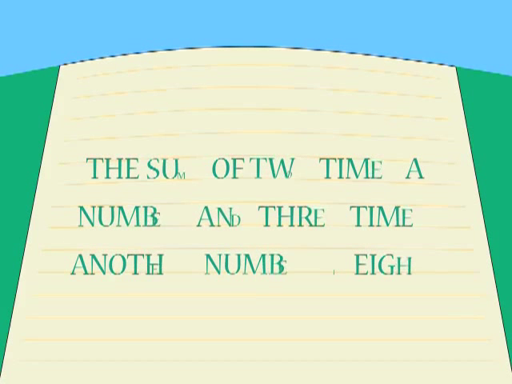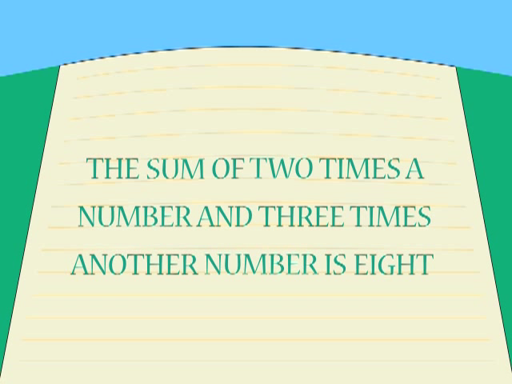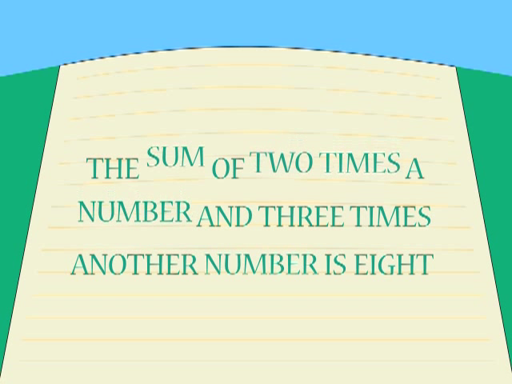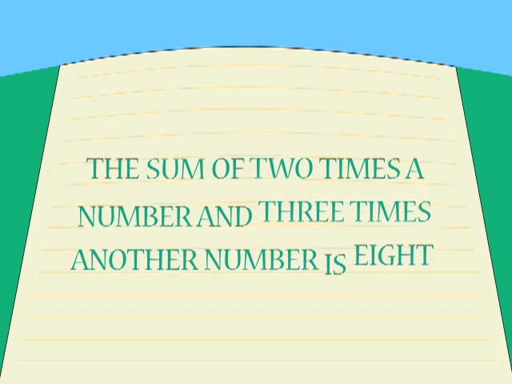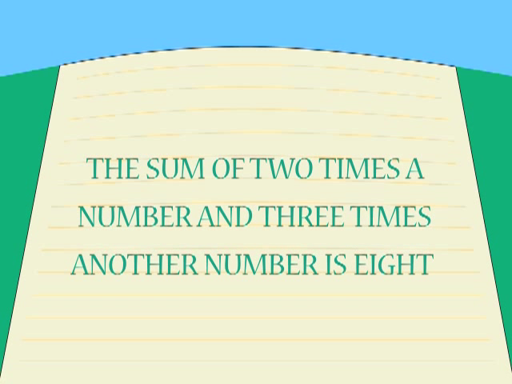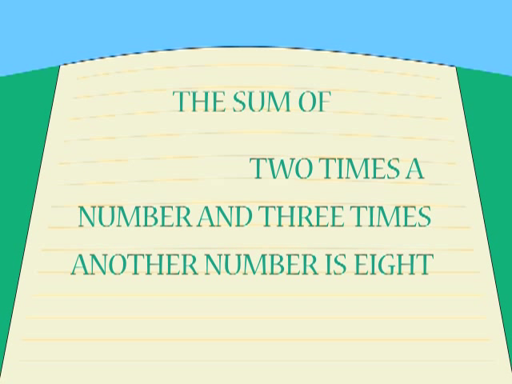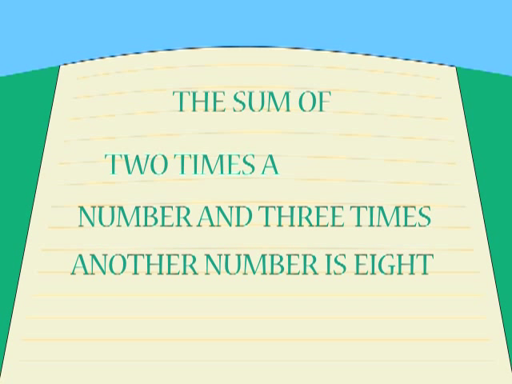Sometimes we translate whole sentences rather than just pieces. For example, 2 times one number plus 3 times another number is 8. Sometimes it's a big help to rewrite the English problem first to see if you can find the pieces. That should help you find the answer, the right algebra translation.